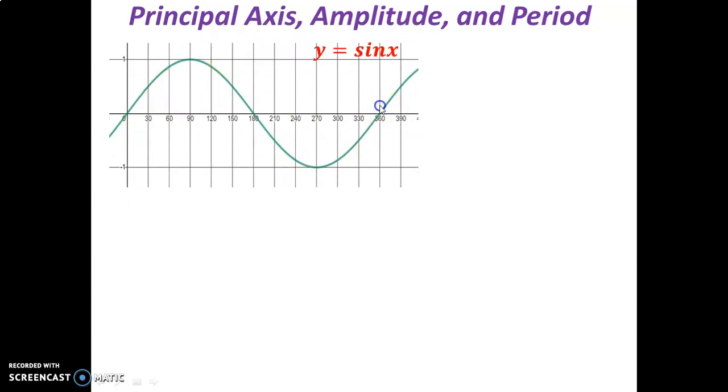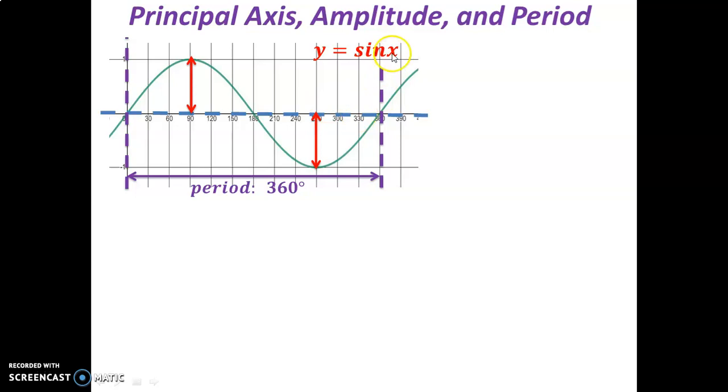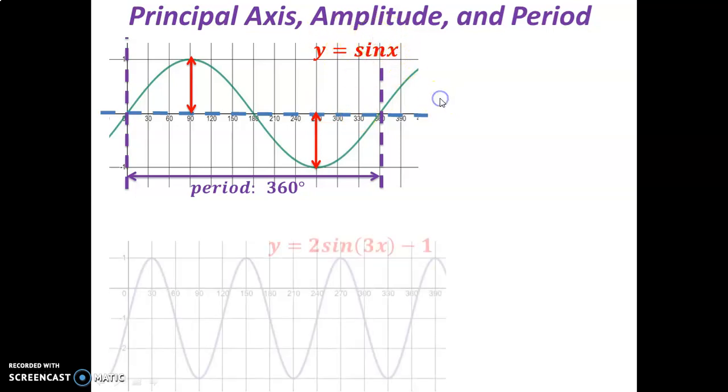So here's a normal sine curve, and on this one we can see it has a center line, that midline, which is called the principal axis, right at y equals 0. And then from that midline it rises up 1 and it goes down 1. So its max point is 1 above, its minimum point is 1 below. Therefore we say the amplitude is 1. And then if we look at the length of one wave from beginning to end, that length is 360 degrees, and that's called the period, 360 degrees. Okay, that's a normal sine curve that has been unmodified, untransformed.